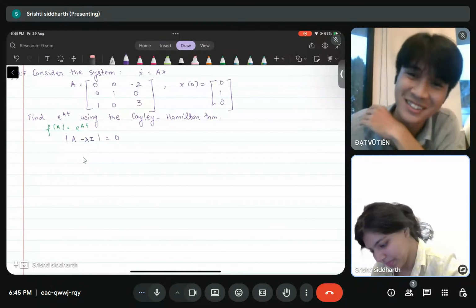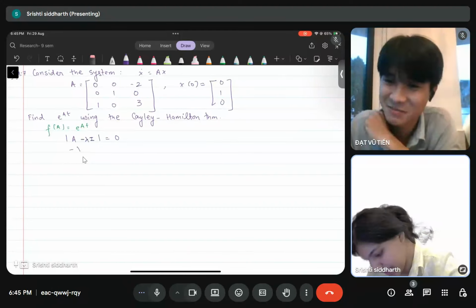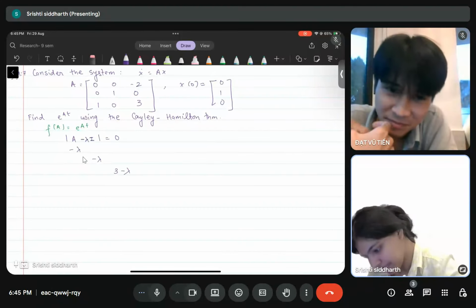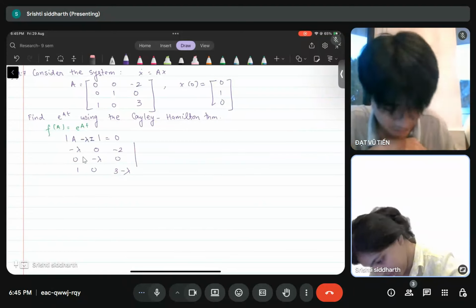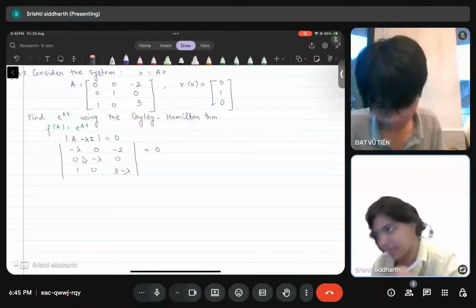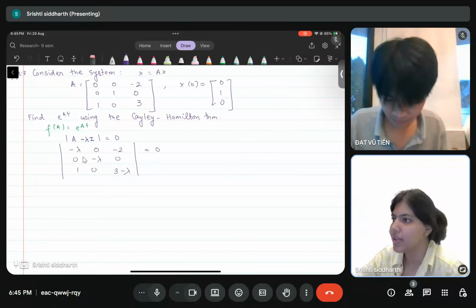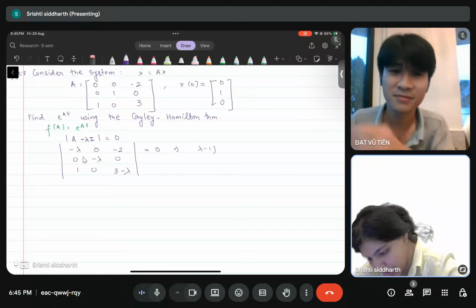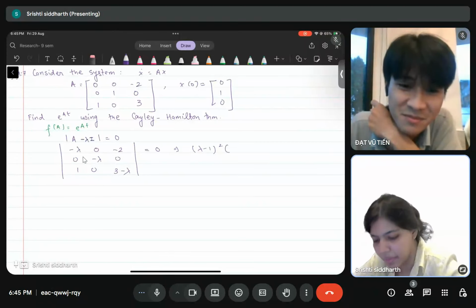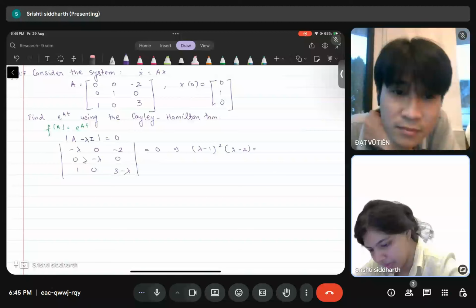Equals minus lambda, and then we can do this. So this comes out to be lambda minus 1 squared, lambda minus 2 equals zero.